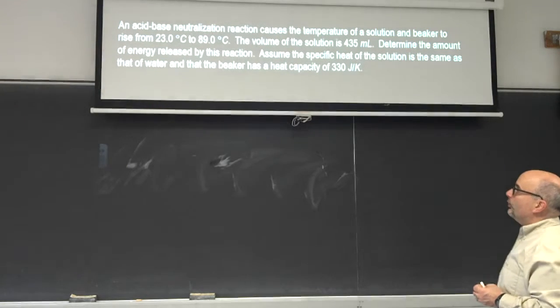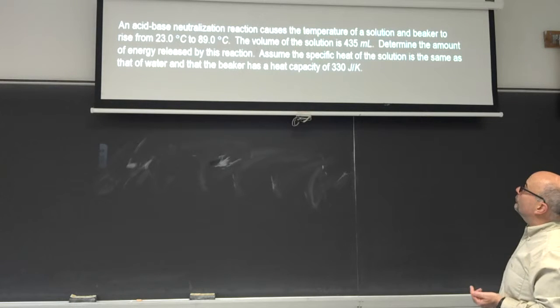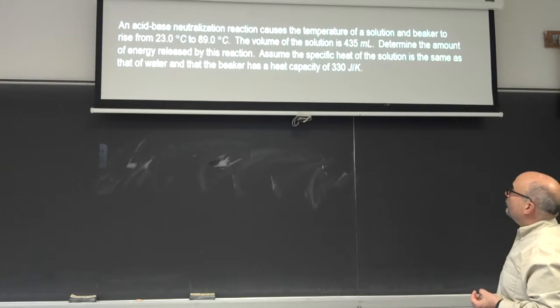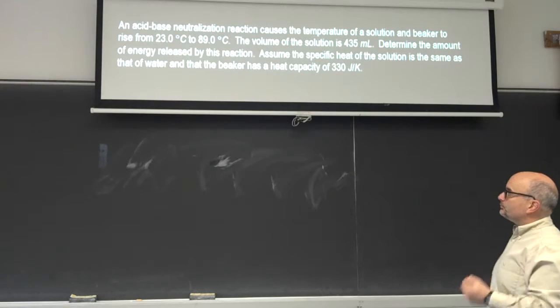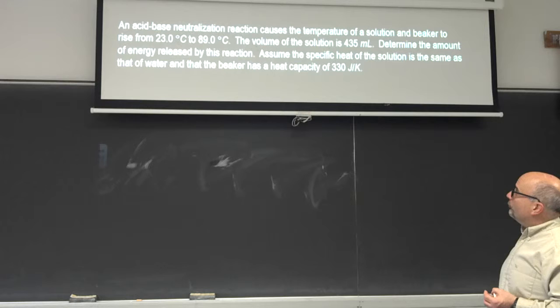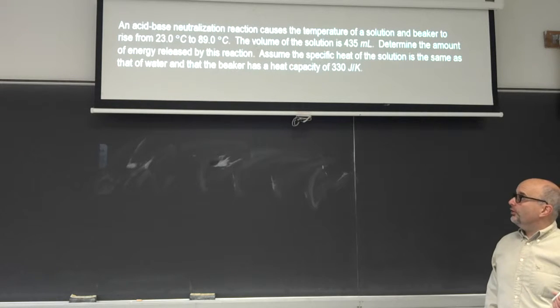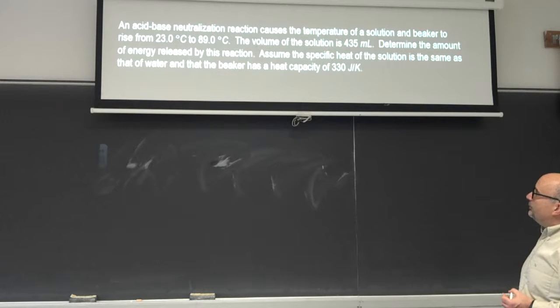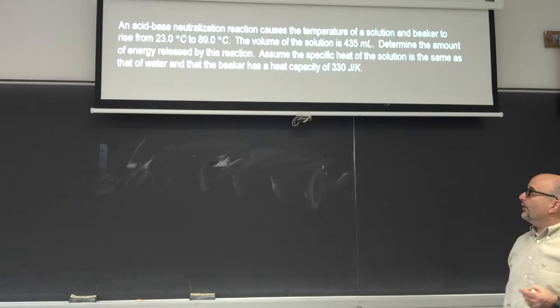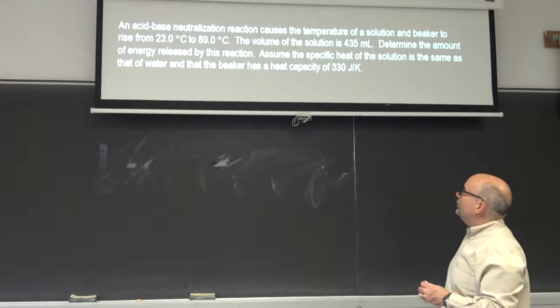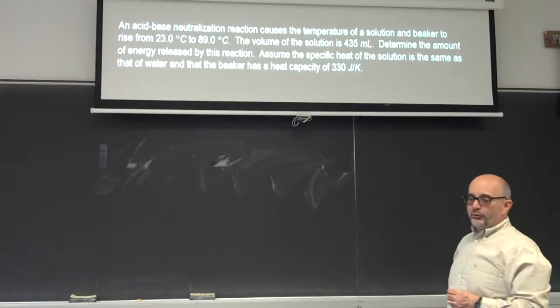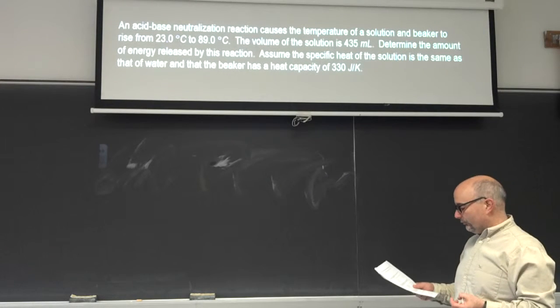The temperature went up from 23.0 to 89.0 degrees Celsius. It's a 435 milliliter solution, and we want to figure out how much energy is given off by this reaction. So we're going to assume that the specific heat of this solution is pretty close to that of water, and it usually is. And the beaker has a heat capacity of 330 joules per Kelvin. Now that's the new thing. Hopefully with the units you could figure out what that meant. That meant for that specific beaker, for every degree it goes up, that requires the input of 330 joules.